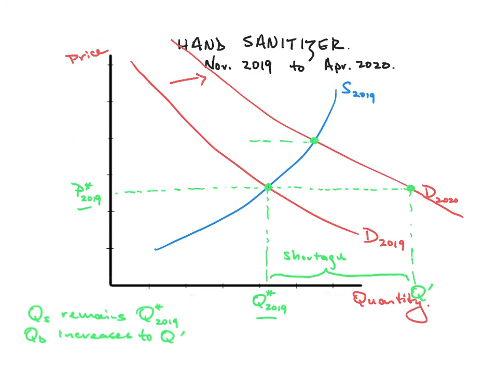I'm going to call this P star 2020, the 2020 equilibrium price, and Q star 2020, the new equilibrium quantity sold. Okay, as the price went up, a couple of things happened in order to relieve the shortage. One was on the supply side of the market. As the price came up, companies were willing to sell more hand sanitizer.